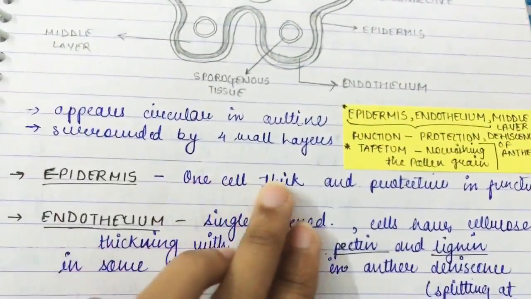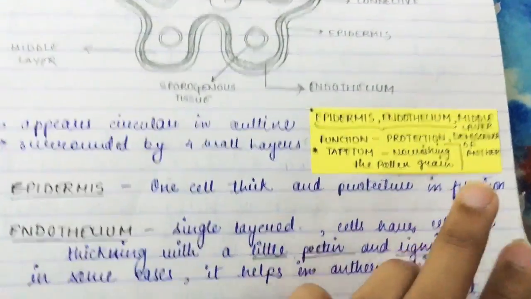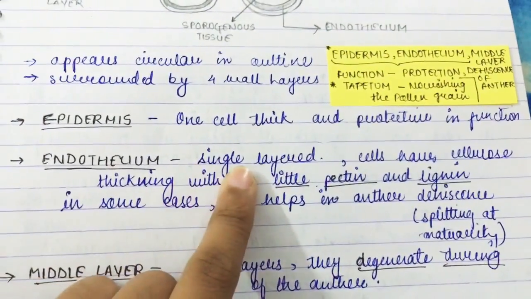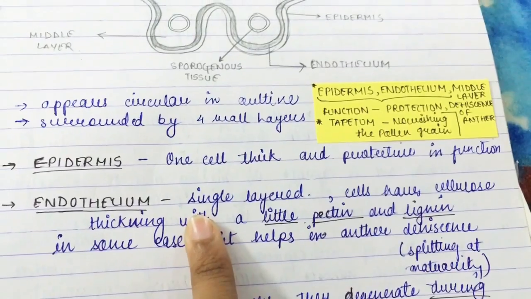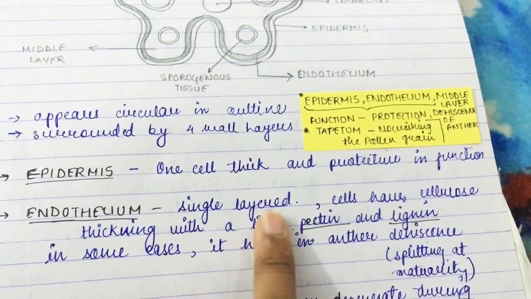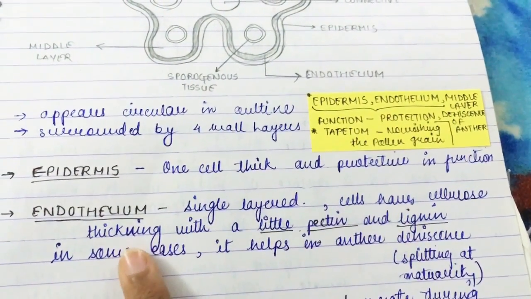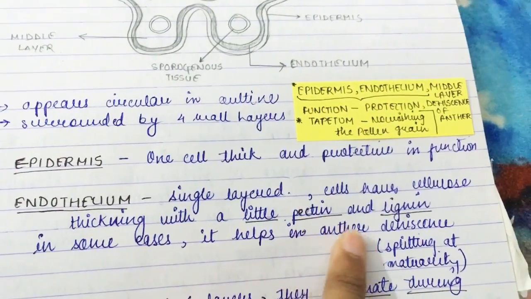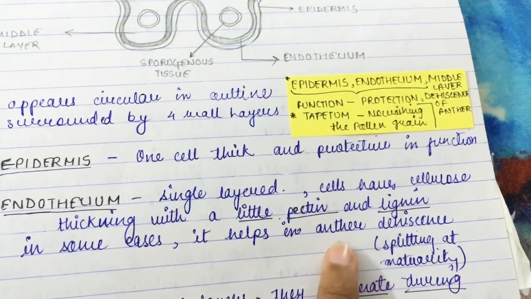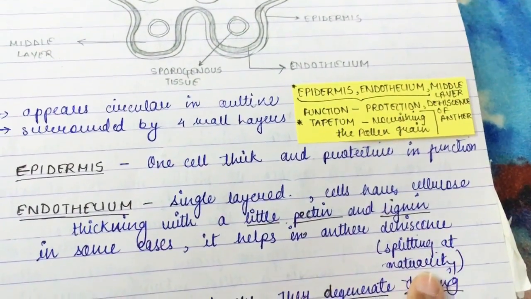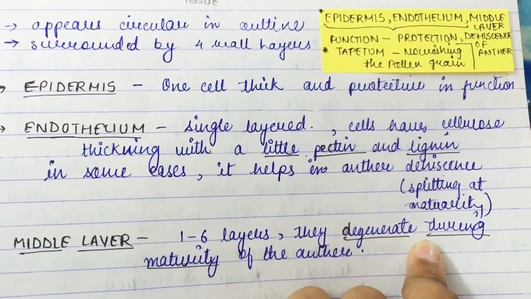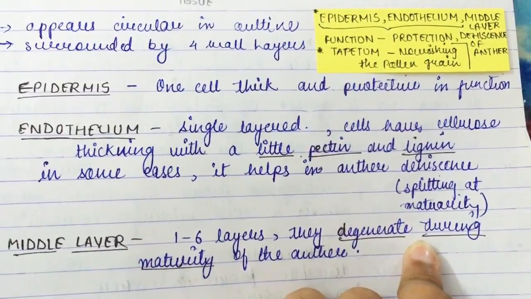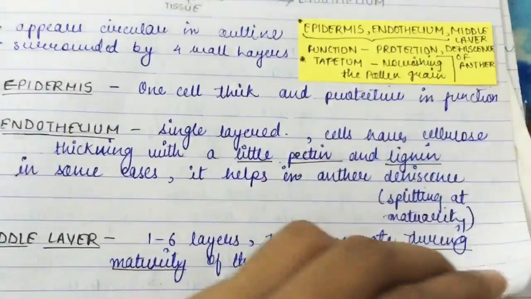First we see epidermis, one layer thick and protective in function. Endothecium, single layer. Cells have cellulose thickening wall with a little pectin and lignin. In some cases, it helps in anther dehiscence, splitting at maturity. Middle layer, 1 to 6 layers. They degenerate during maturity of the anther.